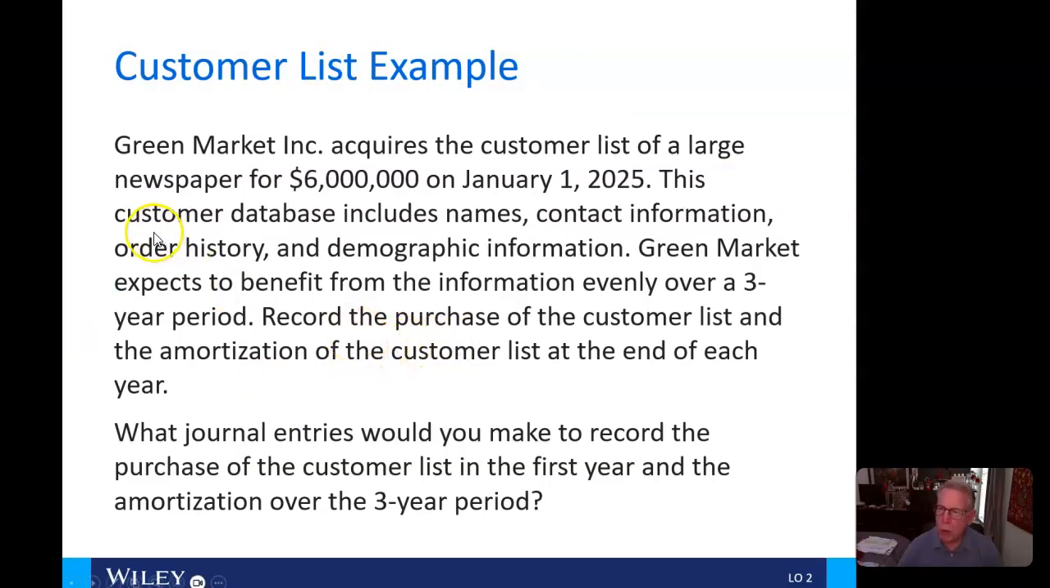Here's an example. Green Market acquires the customer list of a large newspaper for $6 million on January 1, 2025. This customer database includes names, contact information, order history, and demographic information. Green Market expects to benefit from the information evenly over a 3-year period. Record the purchase of the customer list and the amortization of the customer list at the end of each year. What journal entries would you make to record the purchase of the customer list in the first year and the amortization over the 3-year period?